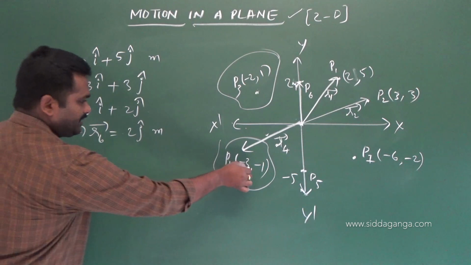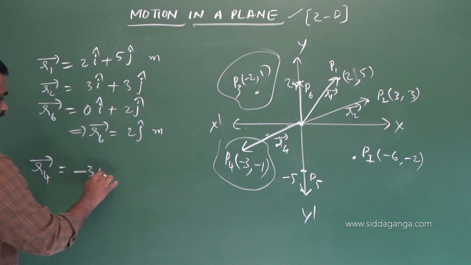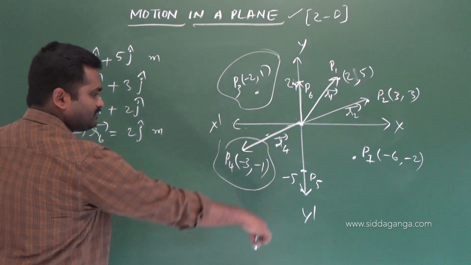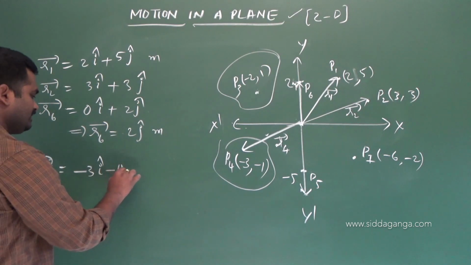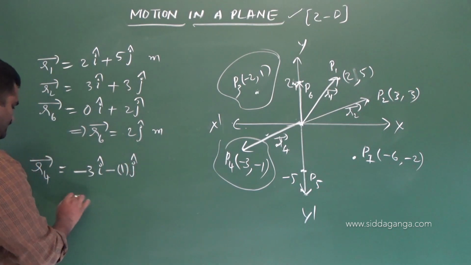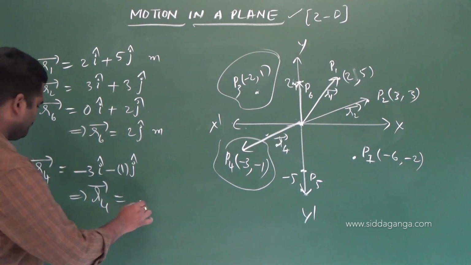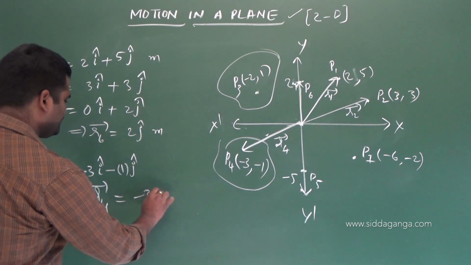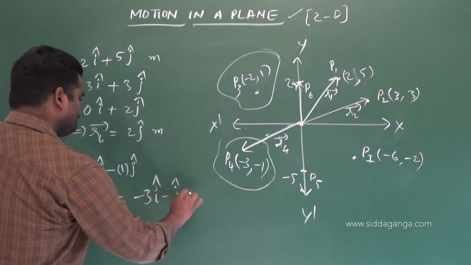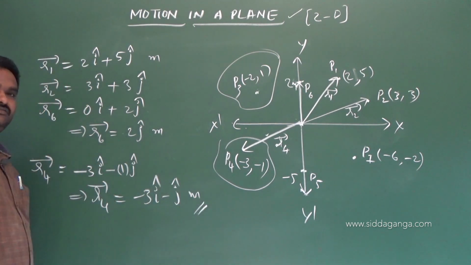On x axis minus 3, that's why it is minus 3i cap. On y axis how much? Minus 1, that's why it is minus 1 into j cap. Or I can write R4 will be equal to, how much is the value of R4 now? Minus 3i cap minus j cap meter. Like this you have to write for R4.